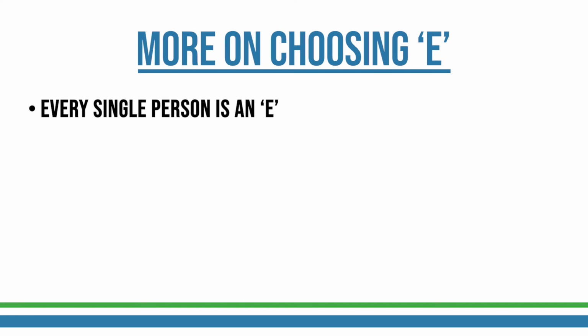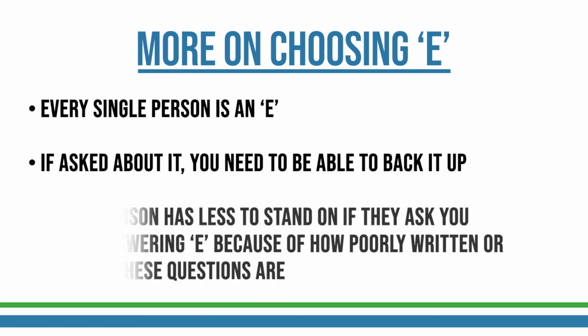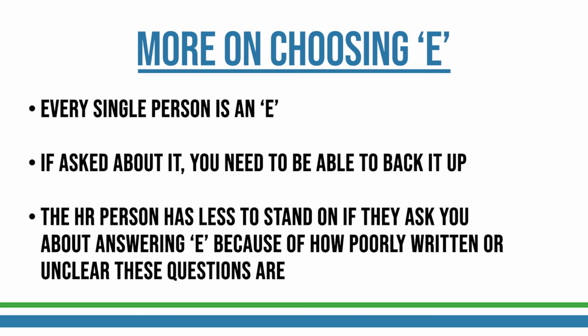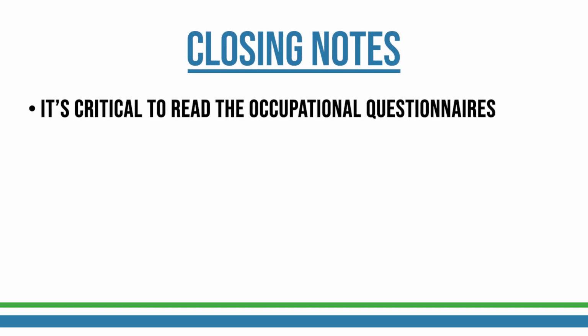Now, that being said, if someone were to say to you, why did you mark yourself an E? You have to have an answer to that question. And your answer cannot be, well, that was the obvious one to pick, because clearly that's not an appropriate answer. You might say, well, I picked E because of this, this, and this. Now, as an HR person, I can argue with you that's not what I meant by E, but I don't really have a whole lot of standing for that argument because, frankly, most of these questions aren't that well written or aren't that clear. So I think it's really critical for everyone to read the occupational questionnaire and decide whether it is worth applying or not.